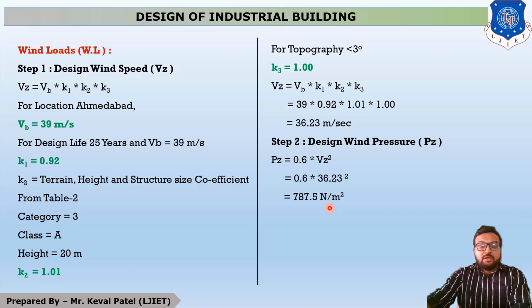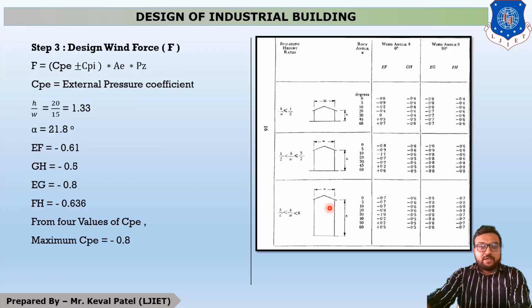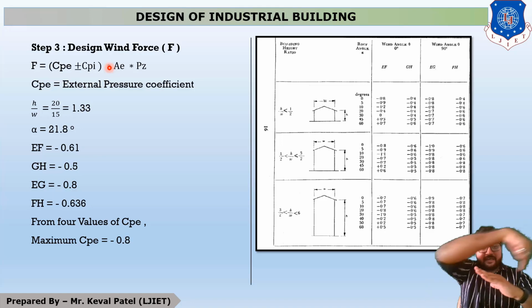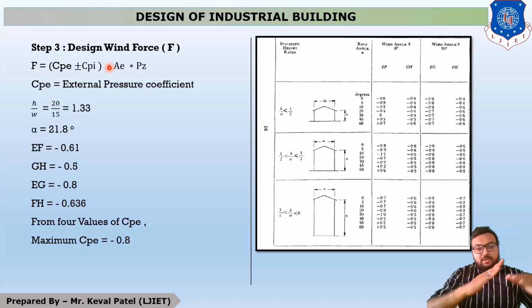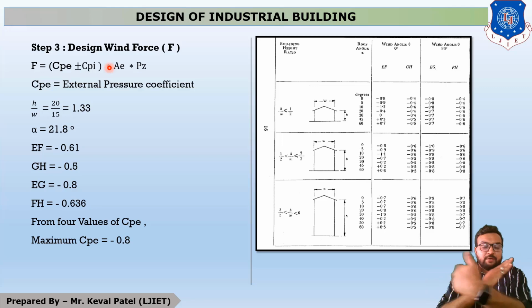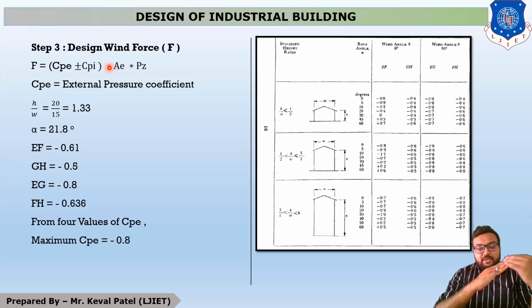Now our last step, which is the most important step, which is design wind force. So the equation of design wind force is given on page number 13. So the equation is (CPE minus CPI) into A into PZ. Now what is A? So if your shed is like this and wind load is acting on this side, okay, or your wind load is acting from this side, so wind is generally acting on a slope area.